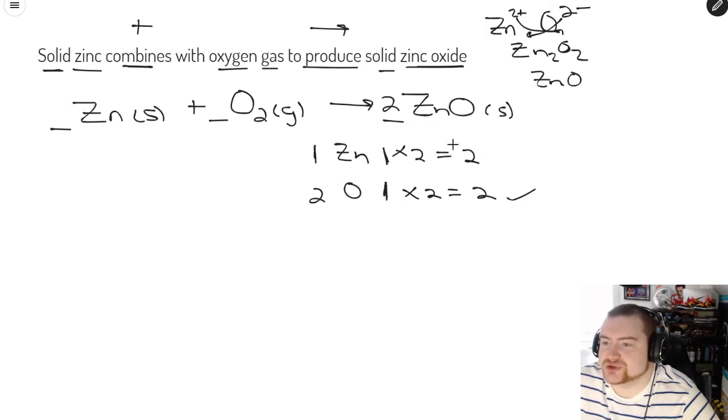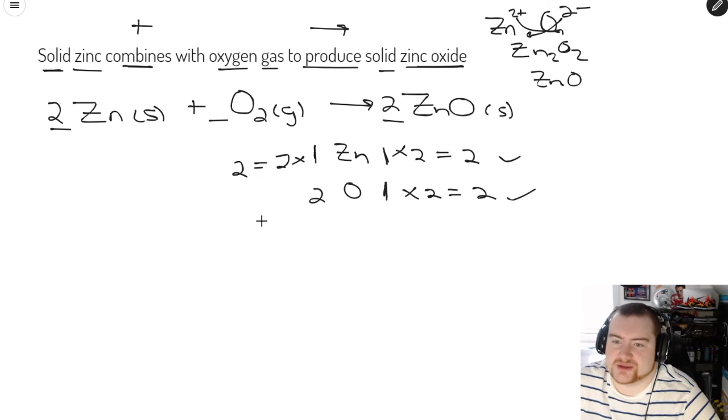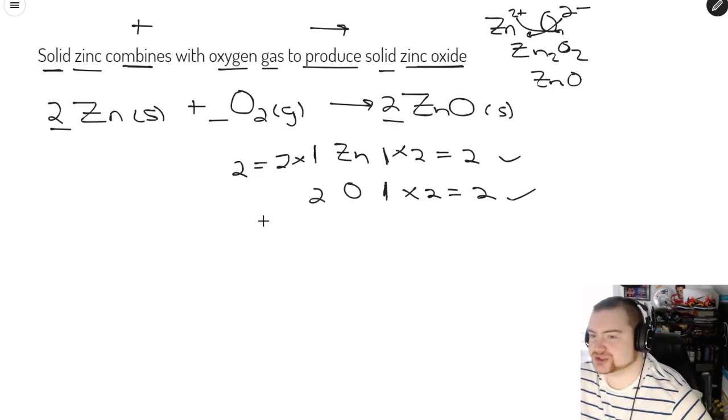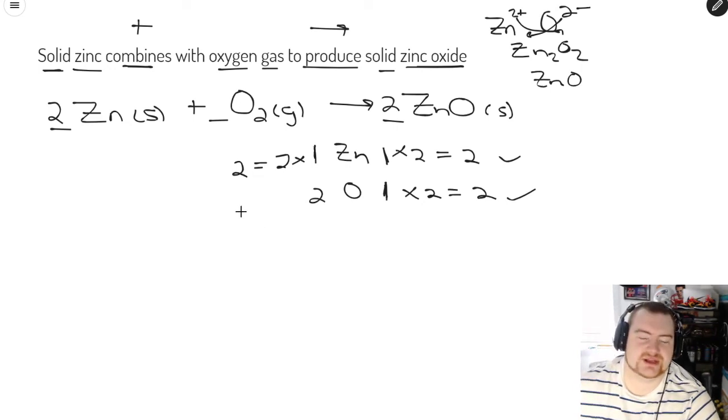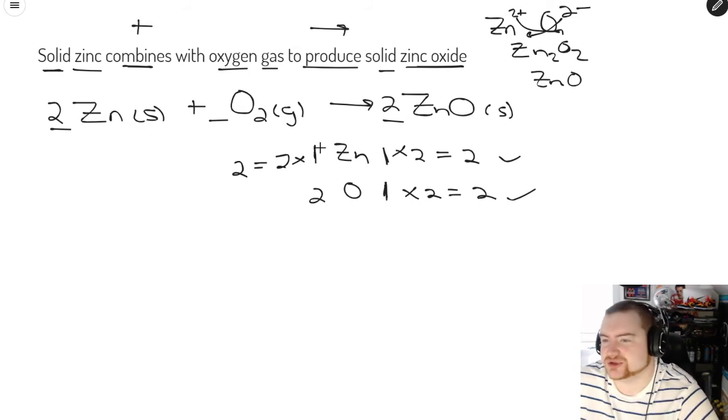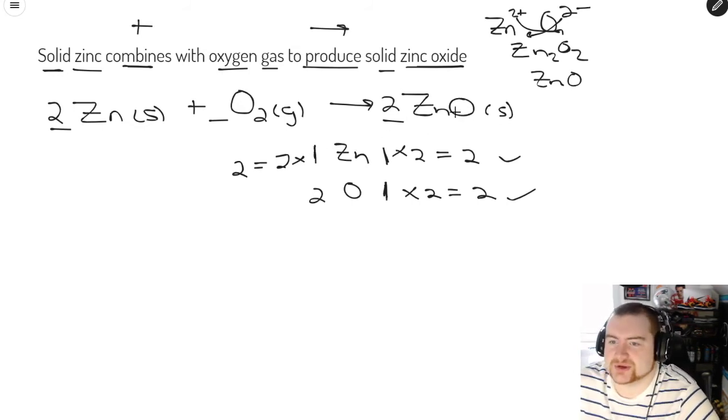So now we have 2 zinc on the right side. To balance that, we have to go to the left, multiply that by 2, and that gives us a balanced equation. So when we do these problems, there is a bunch of steps, but there's hardly any new information. It just requires you to do a little bit of thinking and work. Okay, so there's our balanced reaction for the first one.